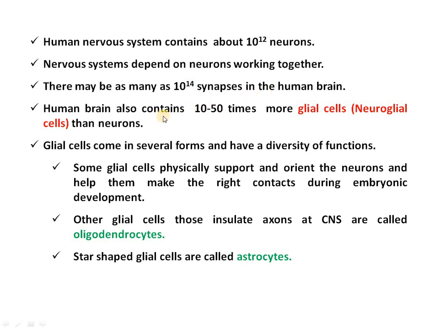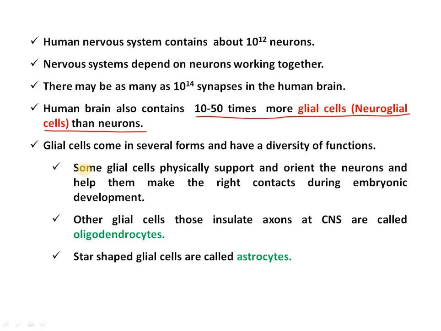The human brain consists of 10 to the power 12 neurons. But it is very interesting that there is another type of cell present in the nervous system whose number is more than the neuronal cells, about 10 to 15 times more, and they are called the neuroglial cells. They are more in number than the neuronal cells.